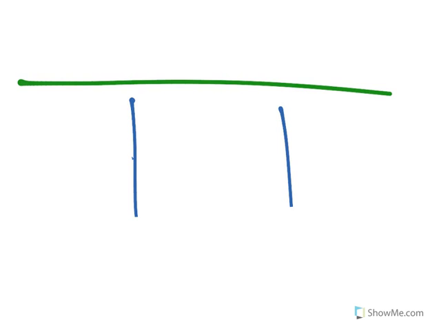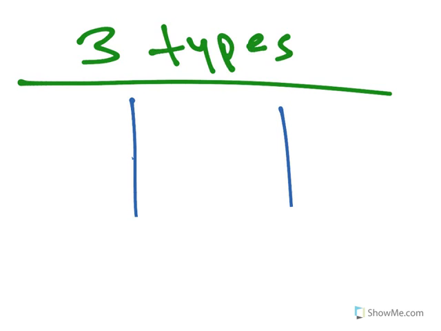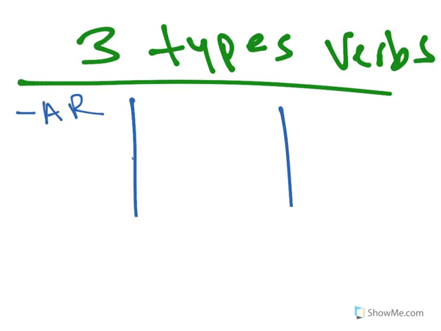Okay, so first things first. In Spanish, we have three types of verbs. And this is important to know, even though we're not going to do all three today or this week or month, we still need to know the differences between them so that we don't end up using the wrong pattern with the wrong verb. So, what are the three types? Well, the first type of Spanish verb are called AR verbs.